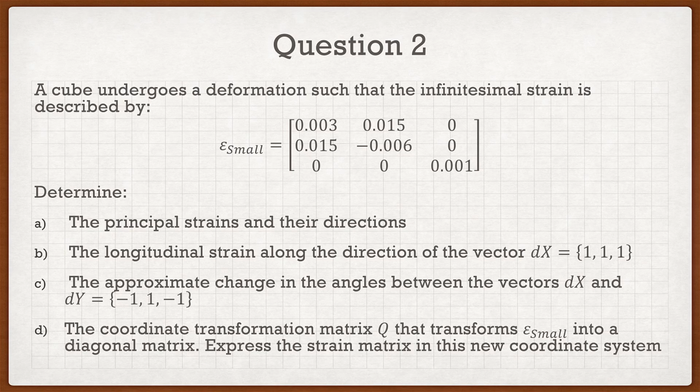But what the question wants in general: part A, it wants us to find the principal strains and their directions. Part B says the longitudinal strain along the direction of vector dx. C, which says the approximate change in the angles between vectors dx and dy. And then finally D, the coordinate transformation matrix Q that transforms E small into a diagonal matrix. And just by looking at part D, you will say, oh wait, diagonal matrix, symmetric matrix, this sounds familiar. And as you will see, that's a nice easy question because you are already such experts.